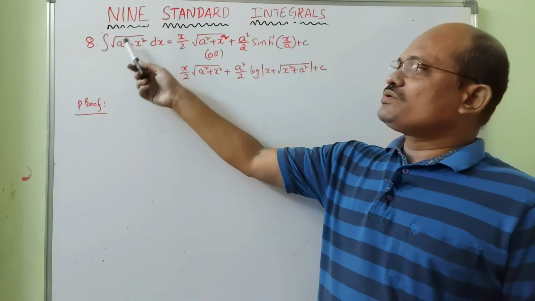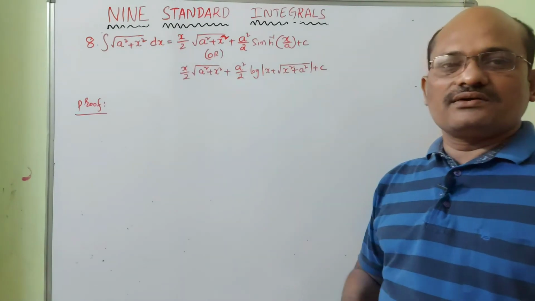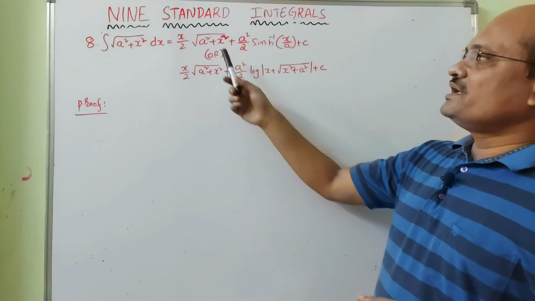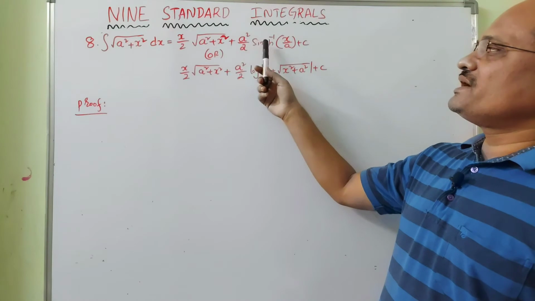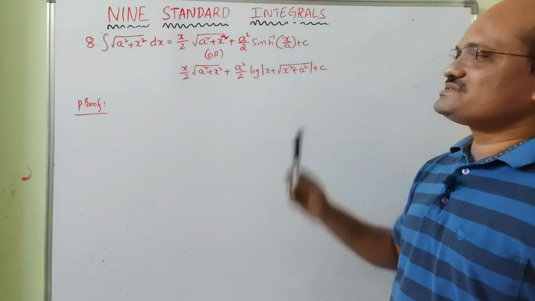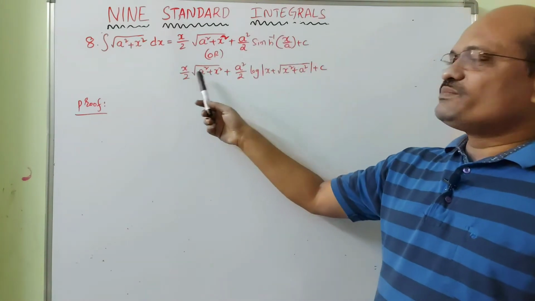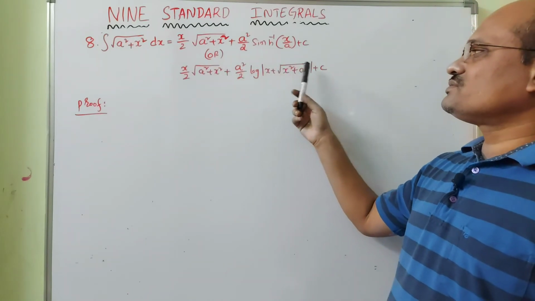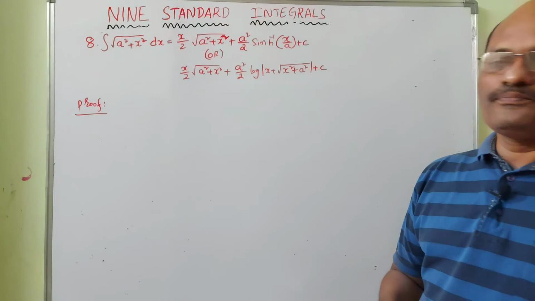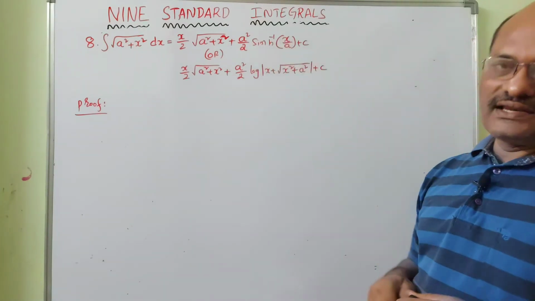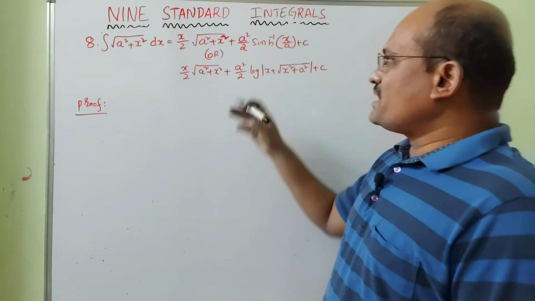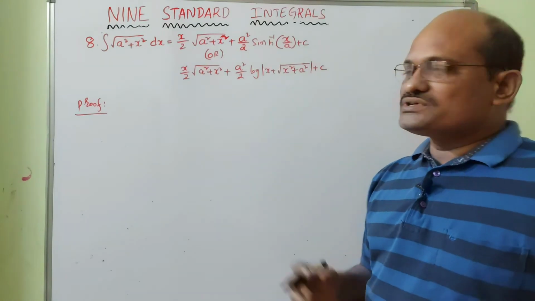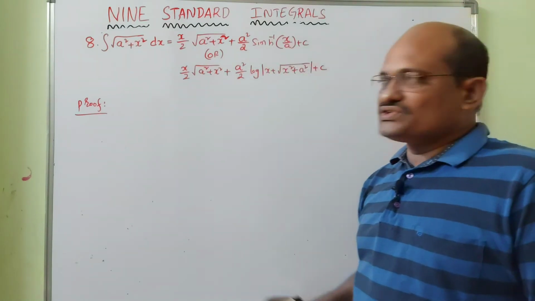Integral of root a square plus x square dx equal to x by 2 root a square plus x square plus a square by 2 sin h inverse of x by a plus c, or x by 2 root a square plus x square plus a square by 2 log mod x plus root x square plus a square plus c. This is hyperbolic sine. Now by observing the result we can say the substitution is x is equal to a sin h theta.